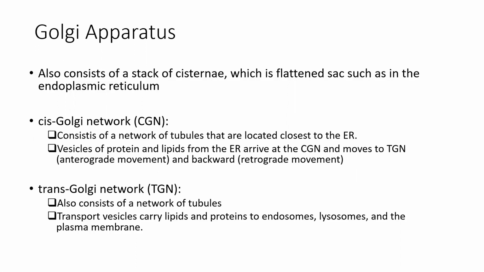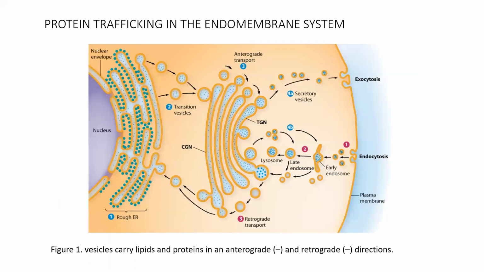The trans Golgi network consists of a network of tubules as well. They help to transport vesicles of lipids and protein to endosomes, lysosomes, and the plasma membrane. This is what the protein traffic inside the endomembrane system looks like.